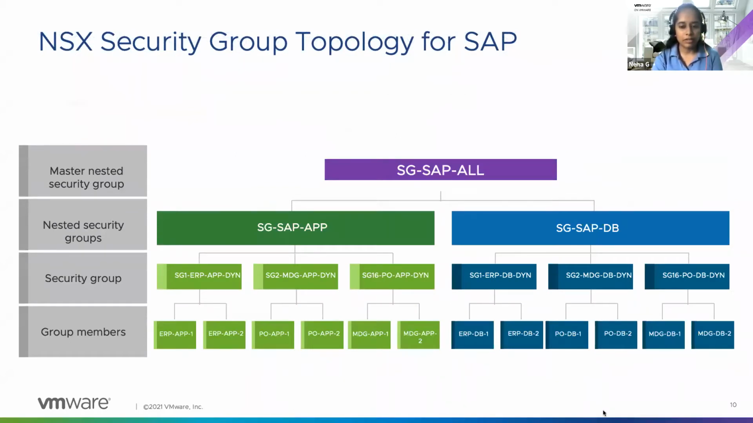The first step in microsegmentation would be placing the VMs into a logical group, which is basically the creation of a security group. Here we have a view of the security group topology for SAP systems. The app VMs of each sub-application of SAP are grouped into a security group, and similarly, the DB VMs into a separate security group. Here we are making use of nested security groups to club all the security groups created for app and placed into SG SAP app, and similarly for DB SG SAP DB.